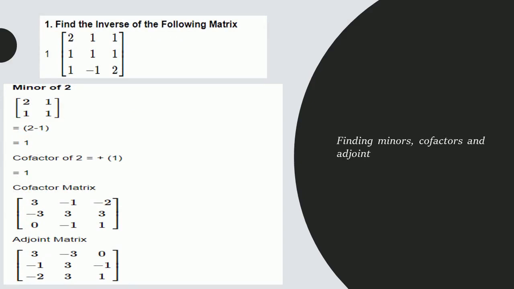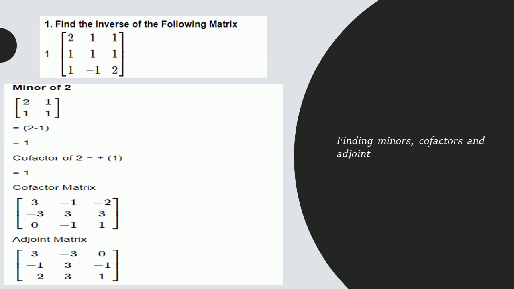So we have 3, minus 1, minus 2; minus 3, 3, 3; and 0, minus 1, 1, according to how we got them. Basically, the cofactor of 2 is 3, the cofactor of 1 is minus 1, the cofactor of the next 1 is minus 2, the one under 2 is minus 3, the next is 3, the next is 3, and in the last row, 1 gives 0, minus 1 gives minus 1, and 2 gives 1. So we now have the cofactor matrix.